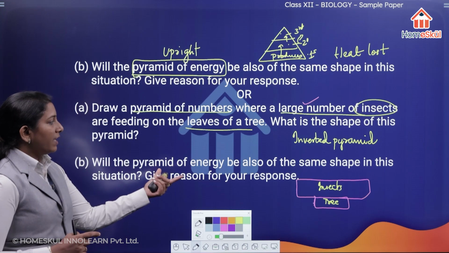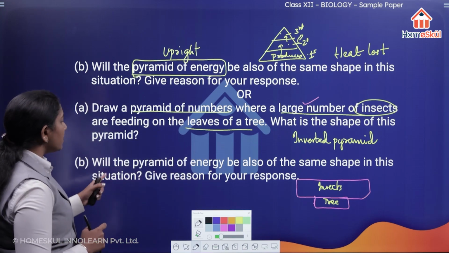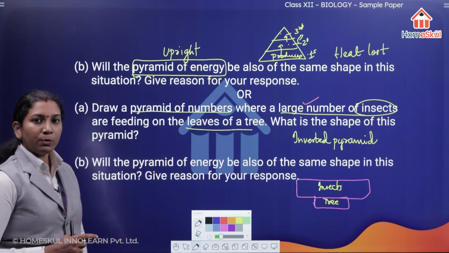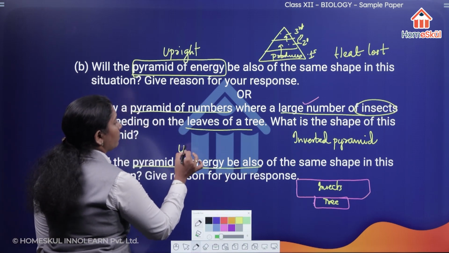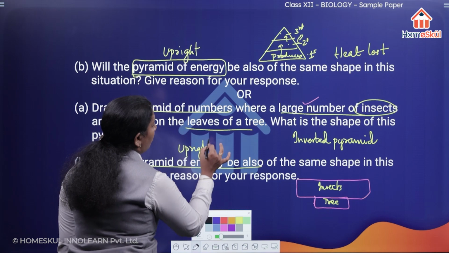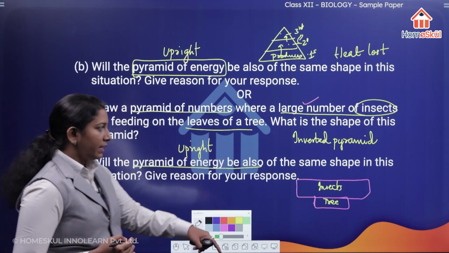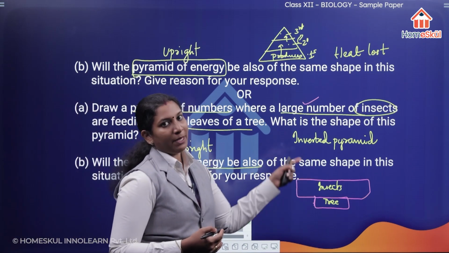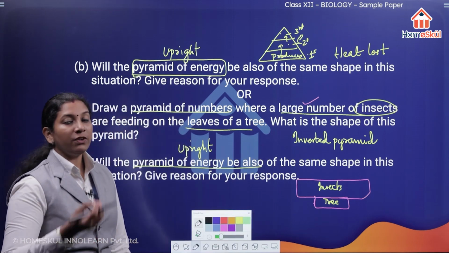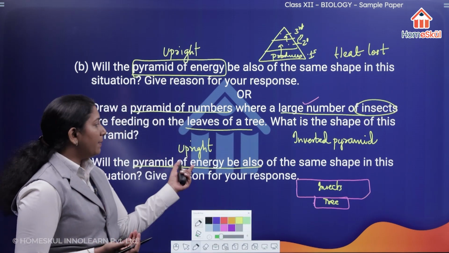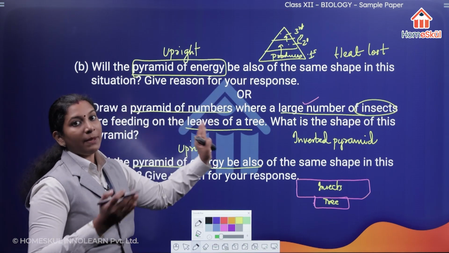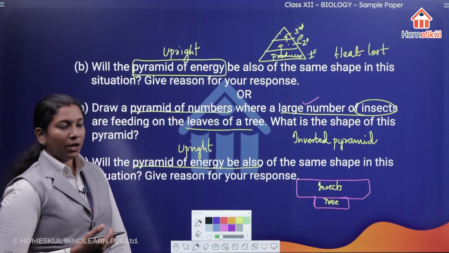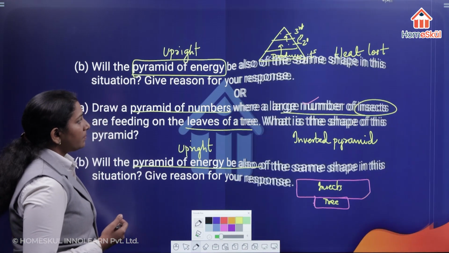And will the pyramid of energy also be of the same shape in this situation? Give reason for your response. No. The pyramid of energy is always what? Upright, that is from one trophic level to the next trophic level, energy will be transferred, some amount of energy will be lost as heat. And pyramid of energy will always be in an upright fashion. It can never be inverted. So that will be the answer.